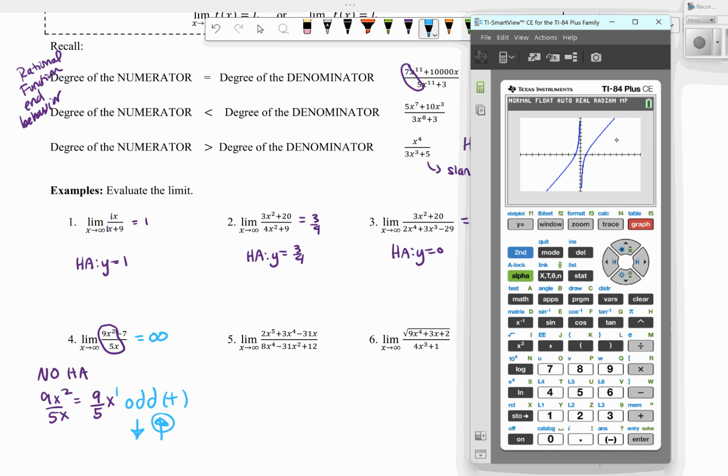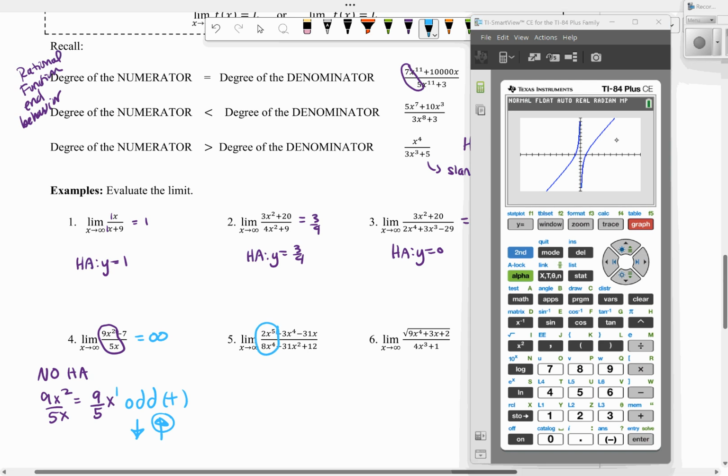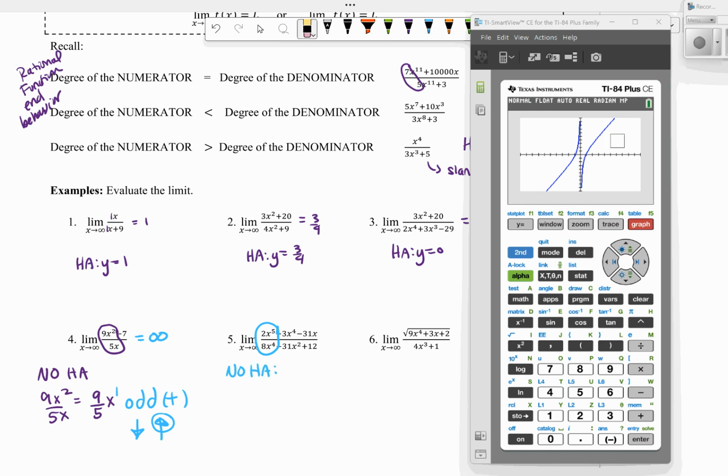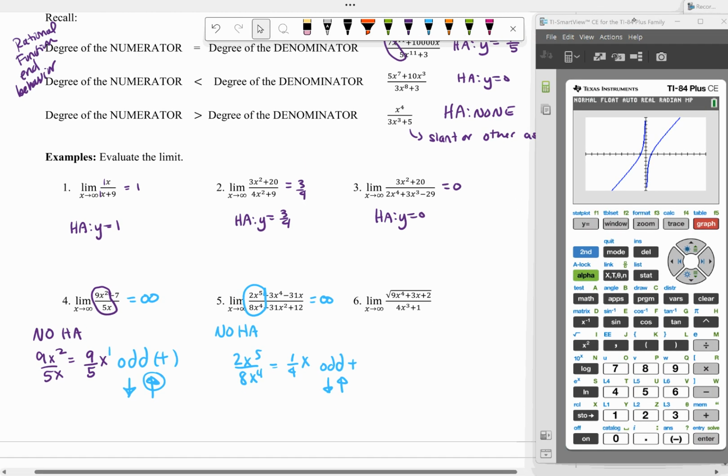So the next one, we have a degree 5 over degree 4. Same idea with this one. We're just going to look at those lead terms to help us figure out what the lead term would be. We know there's no horizontal asymptote. There's a slant asymptote because the degree difference is a degree difference of 1. So 2x to the 5th over 8x to the 4th gives us 1/4 x. So this is, again, odd positive. The left end is going down, the right end is going up. So that tells us this is going towards positive infinity. And of course, you could also plug that into your calculator to confirm.